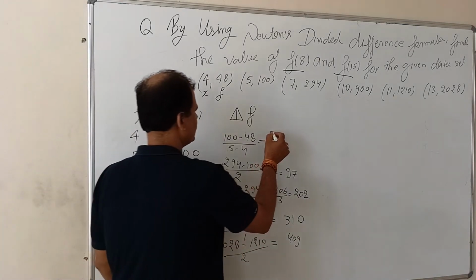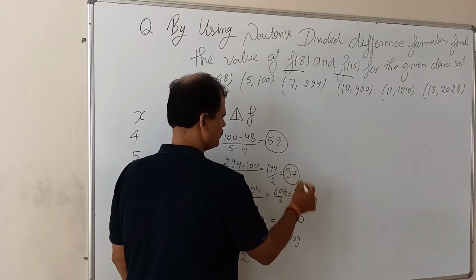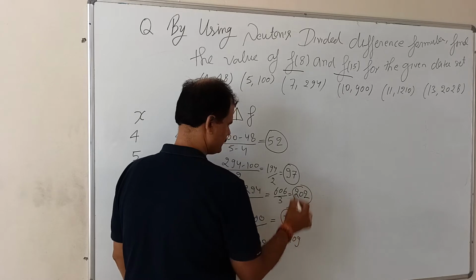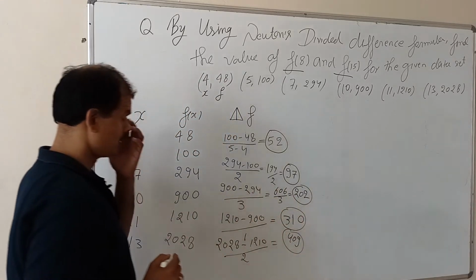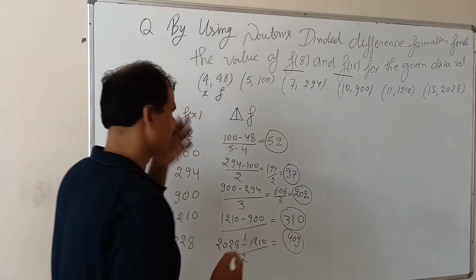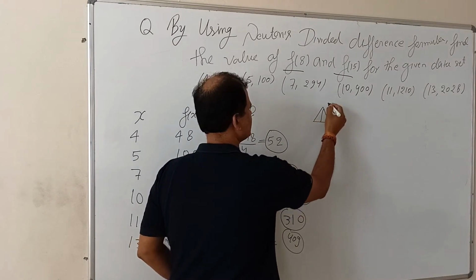So this is your delta f x1, this is your delta f x2, delta f x3, delta f x4, delta f x5. Fine. These are the first order divided difference values. Let me try to find out the second order, delta square, right?